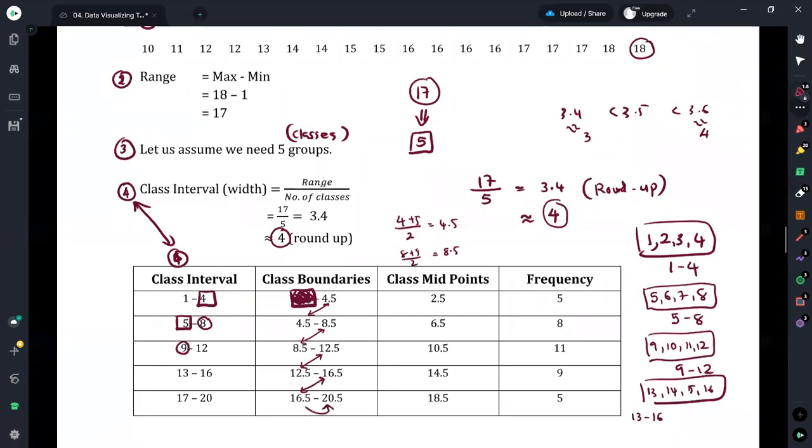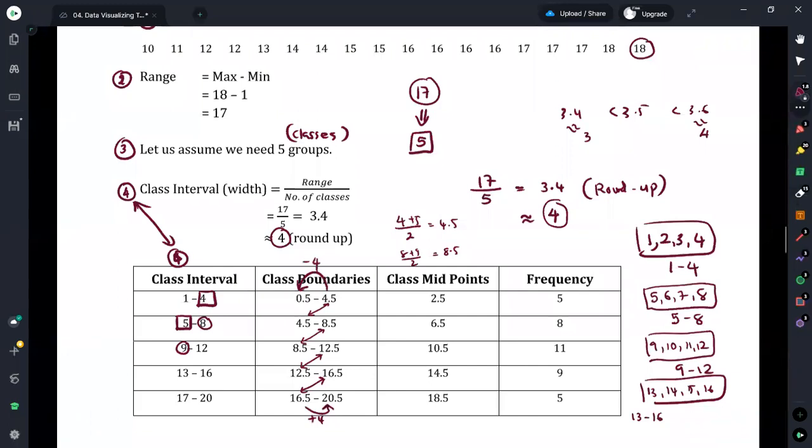This is how we are taking the upper boundary of the last class, and then we have to follow a method to calculate the lower boundary of the initial class as well, or the starting class. To calculate the lower boundary, you can subtract. Here we have added 4, so here we can subtract 4 from the upper boundary. That is how we are getting 0.5 as the lower boundary of the starting class.